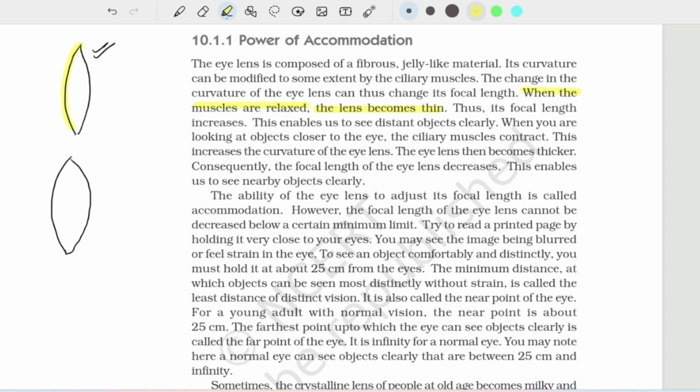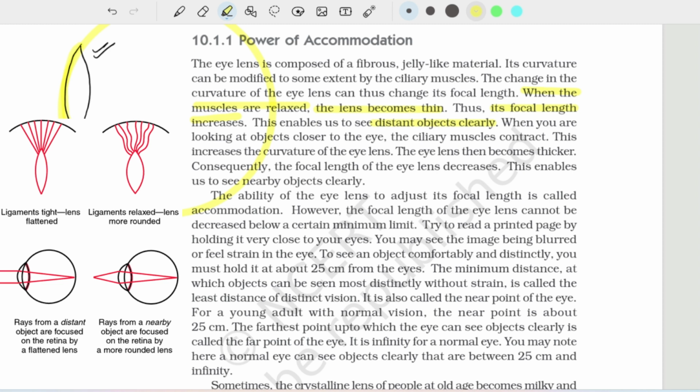Why? Because my lens is thin, so it will be part of a very big circle, right? Correct? And if it is a big circle, that means more radii, means a lengthier radius of curvature, and half of it, that is the focal length, will also be longer, right? So the focal length increases. It enables us to see distant objects clearly. If we want to see an object that is quite far away, our muscles will be relaxed. It happens in our daily life also, that when we are seeing far images, we don't have to stress our eyes much, right?